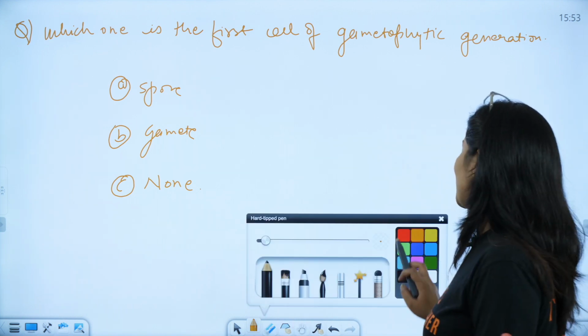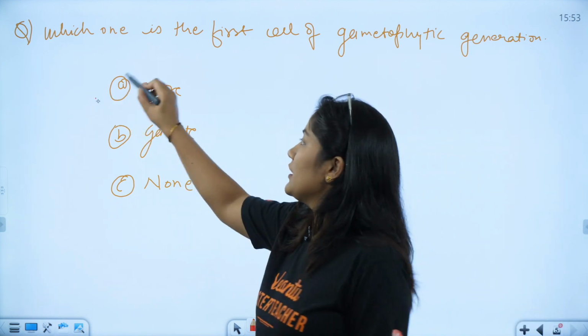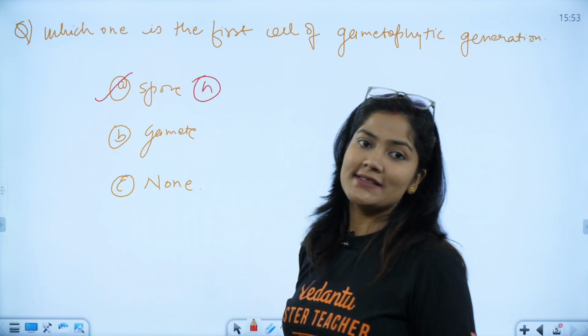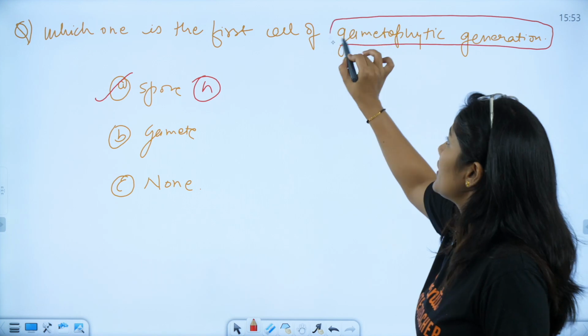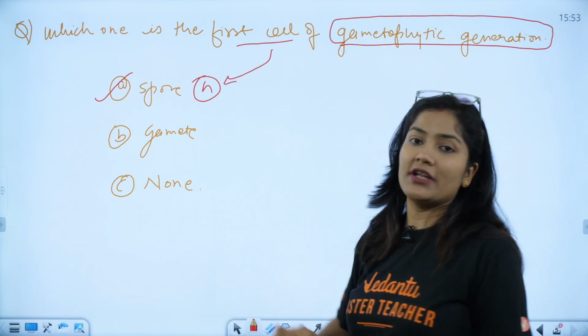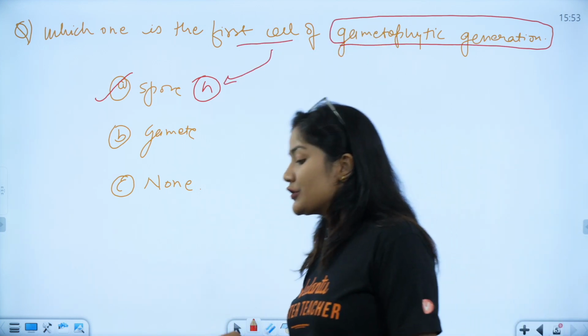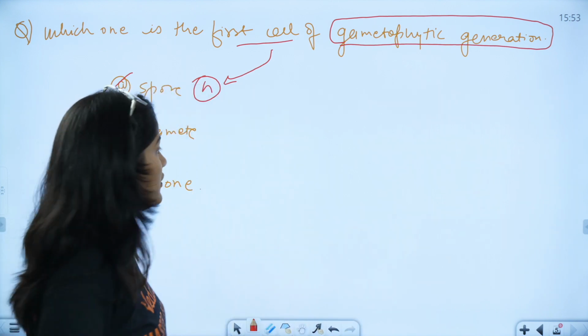And the correct answer to this question is spore, right? Spore is the first haploid cell that is formed, which represents your gametophytic generation. So the first cell of your gametophytic generation is your spore. Talking about the first cell of your sporophyte.